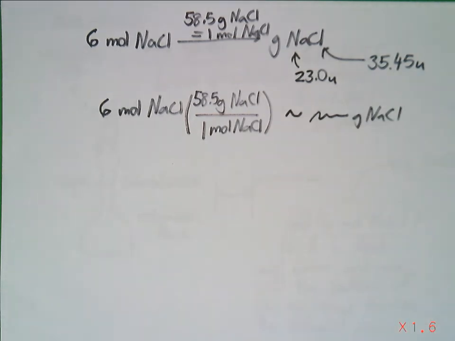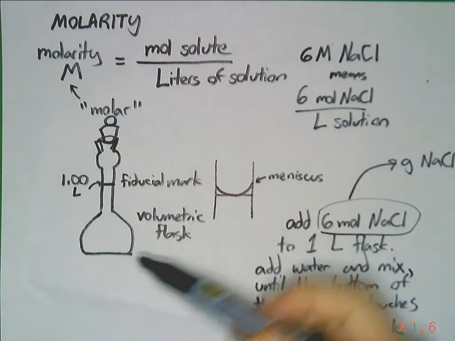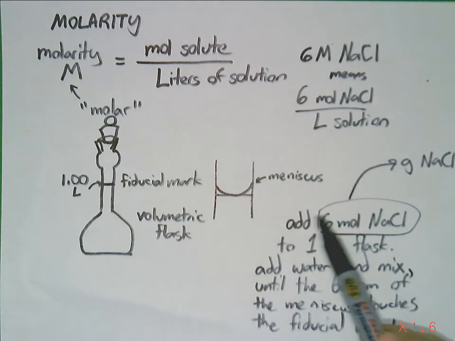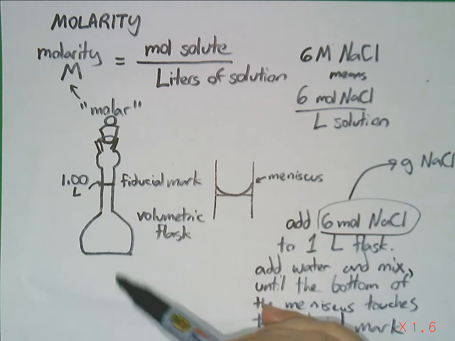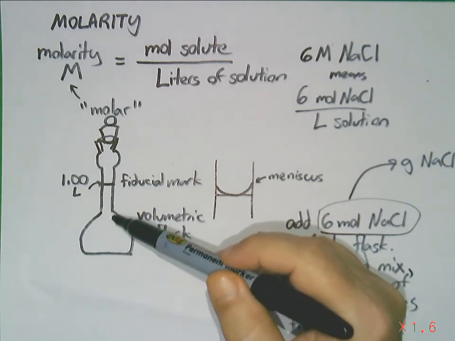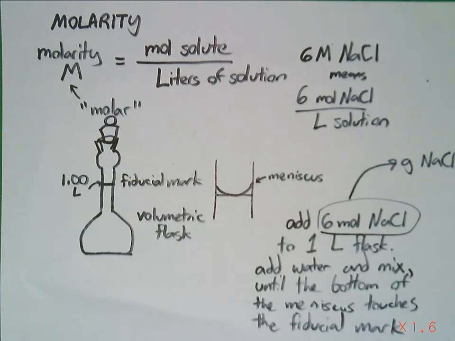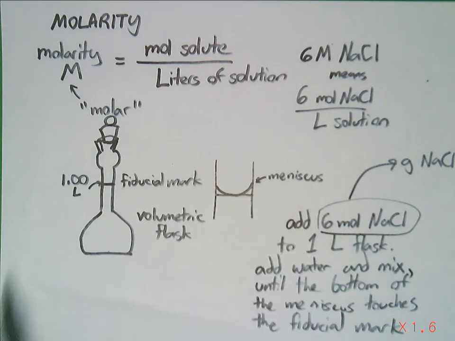Then what I would do is I would go back and I would place that many grams of NaCl, about 360 grams of NaCl, into the bottom of this flask, and then add water and mix it. Add water and mix it. Add water and mix it until I come up to the meniscus. Now, why don't I just dump it all in the bottom and then add water up to the top?